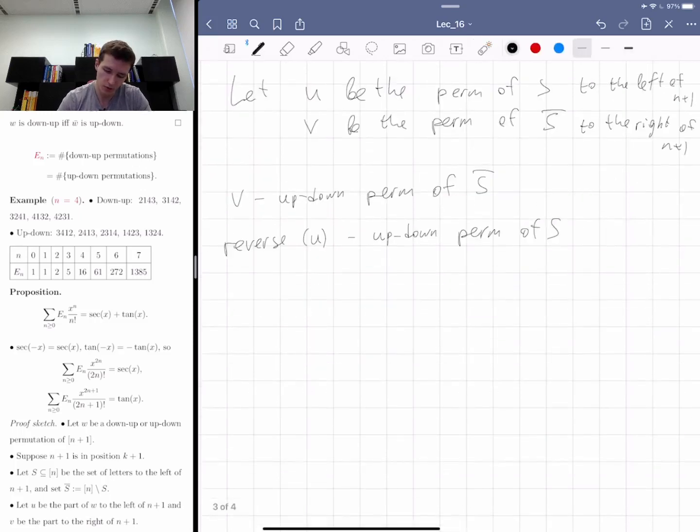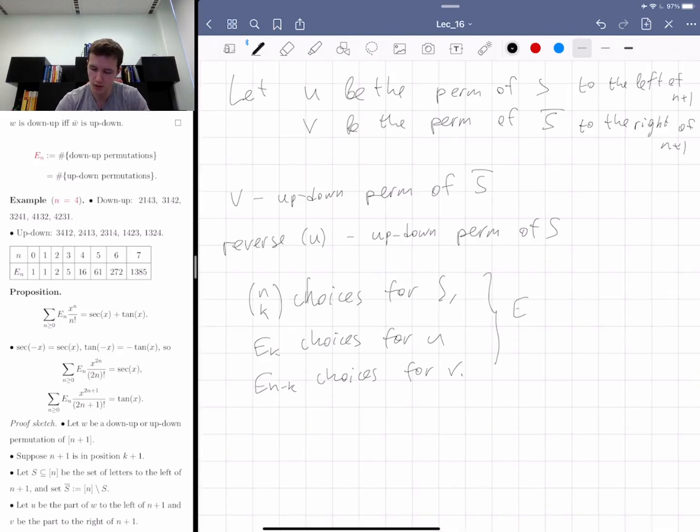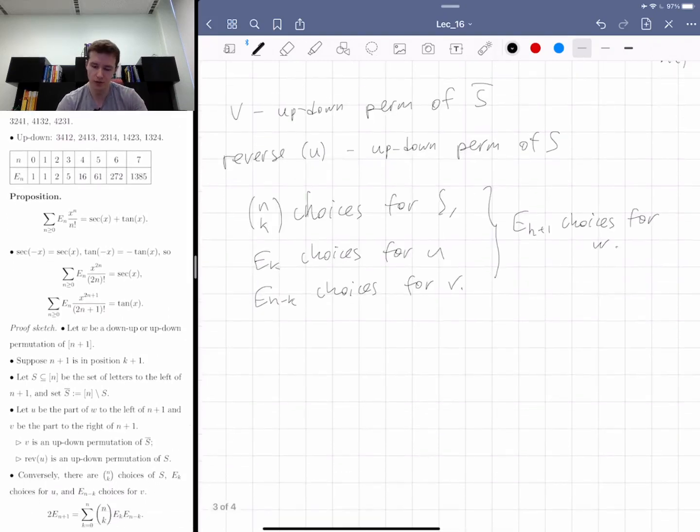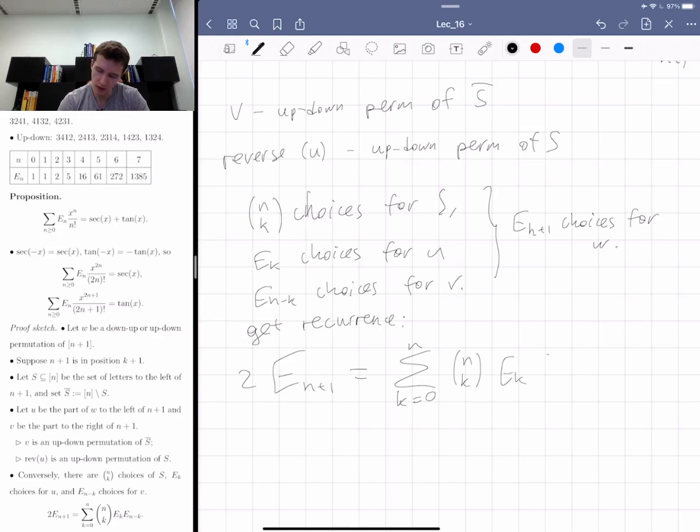So you get n choose k choices for S, and then e_k choices for U, and then e_{n-k} choices for V. Then you can combine them together to get e_{n+1} choices for W. So you get a recurrence, which is very similar to the Catalan numbers recurrence: twice e_{n+1} is equal to the sum for k from 0 to n of n choose k times e_k times e_{n-k}.